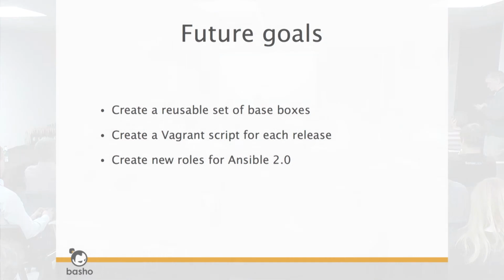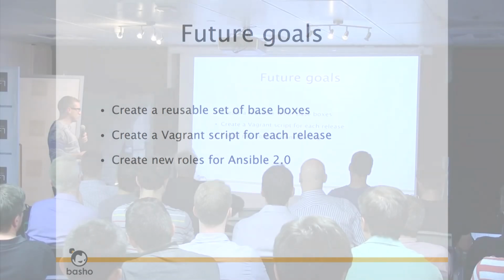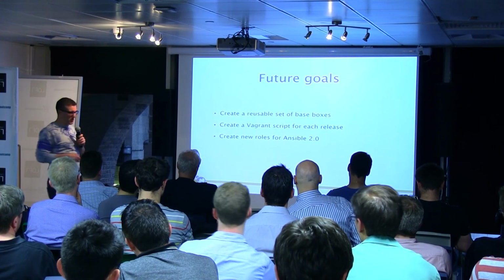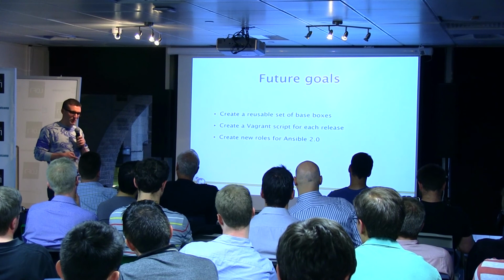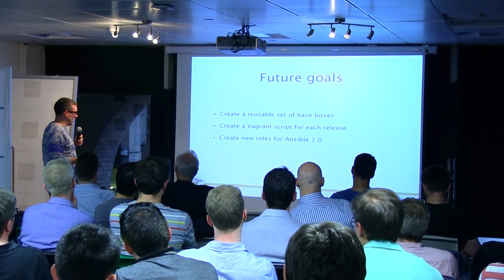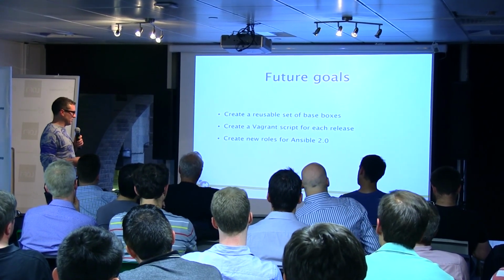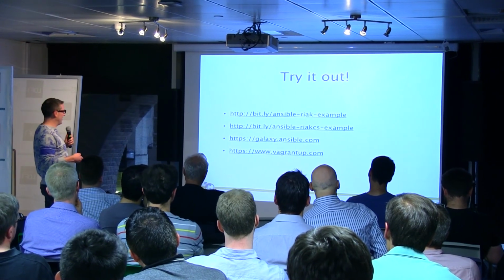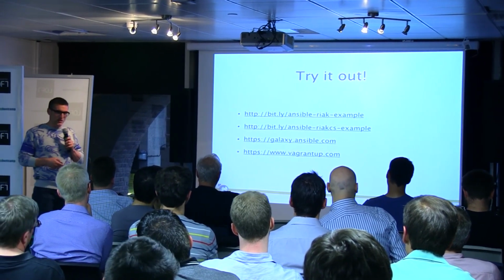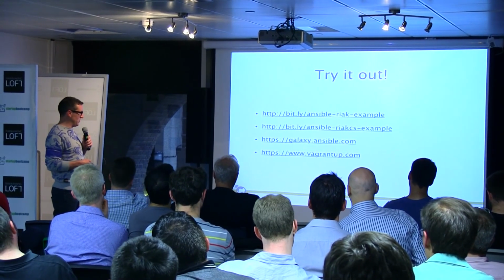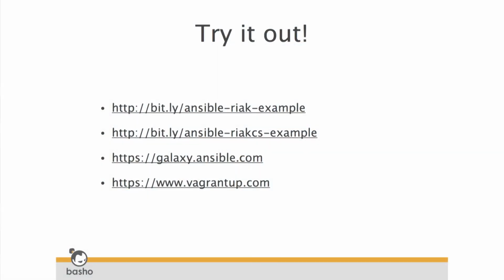Some future goals are to create a reusable set of base boxes. We want to create a Vagrant script for each release of our product. We do have that informally, but we haven't released it to the public. And we're also looking to create new roles for Riak 2.0. And a couple of links there. If you want to give it a try out, it's just GitHub. It fits on the slide. Thank you.